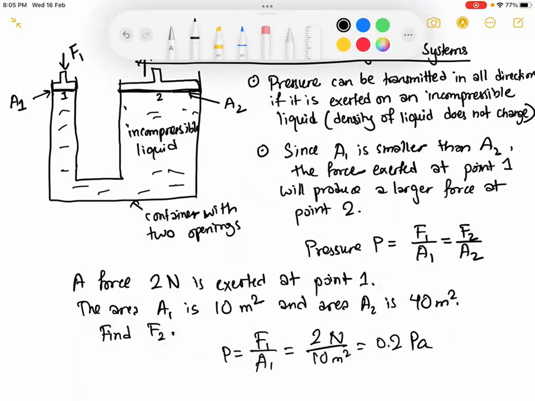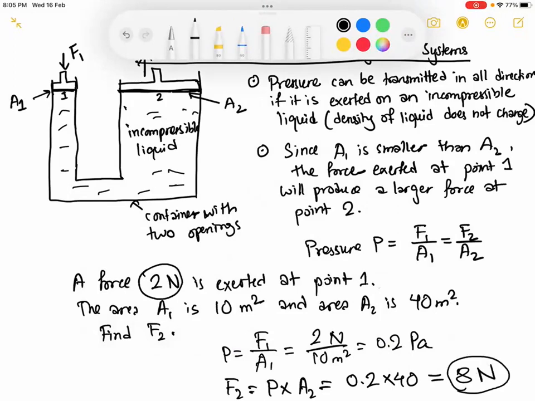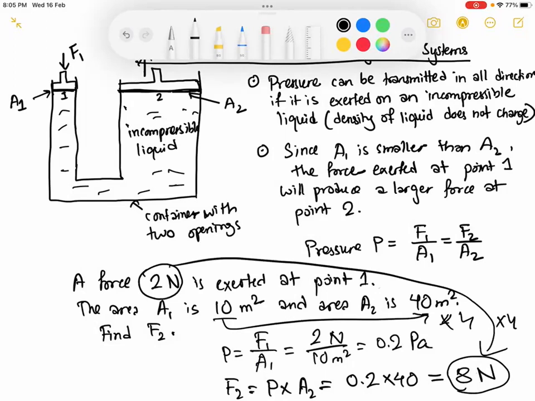Now the pressure is obviously constant. So if we want to find F2, that is going to be pressure times A2. So pressure is 0.2 Pascal times A2 is 40 meters square. So that gives us 8 Newton. So initially we only put 2 Newton at F1, but it is producing 8 Newton because the area is 4 times. So that's why the force is also 4 times.